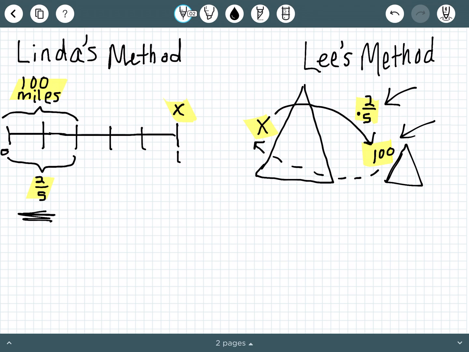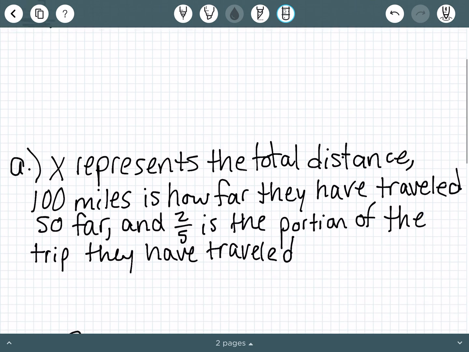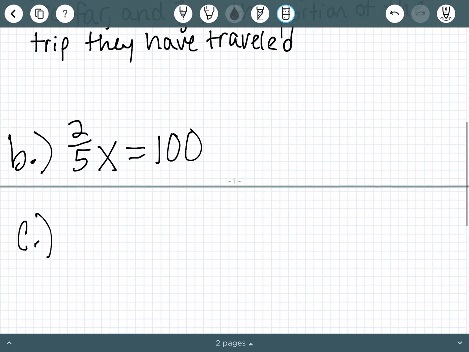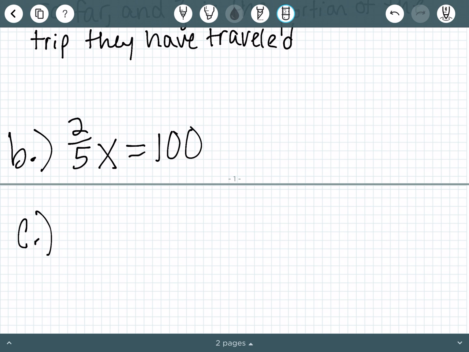So if we are trying to determine, let me get back to the problem here. They wanted to know for C, is the answer going to be more or less than 100 miles? Well, keep in mind what we're trying to answer is how far is their total trip. So you've really got to use logic to work through this. They've already gone 100 miles, and that's 2/5 of the way. So they're not even halfway there yet. So if that is the case, then the distance must be more than 100 miles.